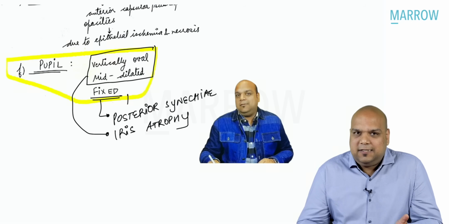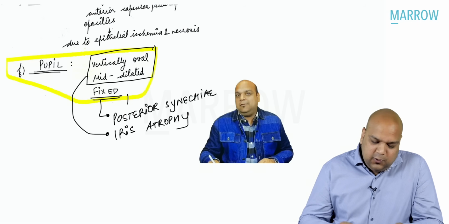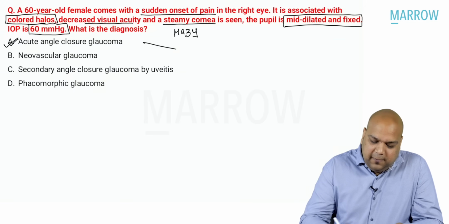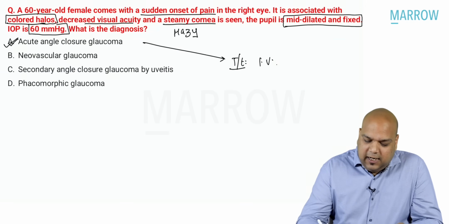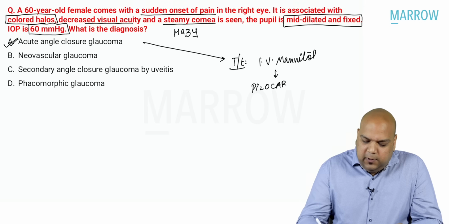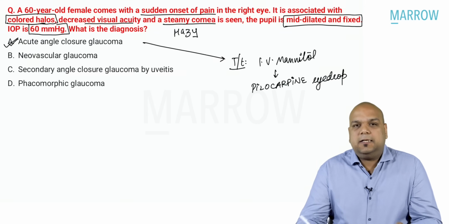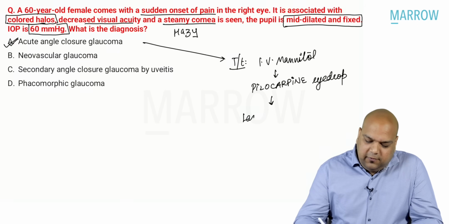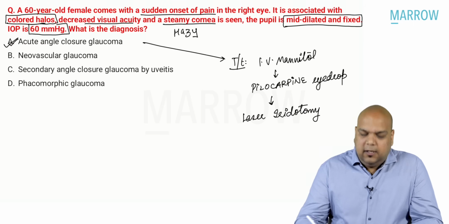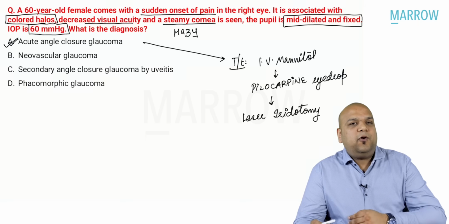Now, the answer is pretty standard. We have studied it, right? We also know the treatment of acute angle closure glaucoma. What is the treatment? First of all, we control the intraocular pressure by giving IV mannitol. Once the pressure is controlled, we have to give pilocarpine eye drops to be able to constrict the pupil and pull the iris towards the center to be able to open the angle a little, followed by the definitive treatment, that is laser iridotomy, to create a hole in the iris to allow the fluid to flow from posterior chamber to anterior chamber.